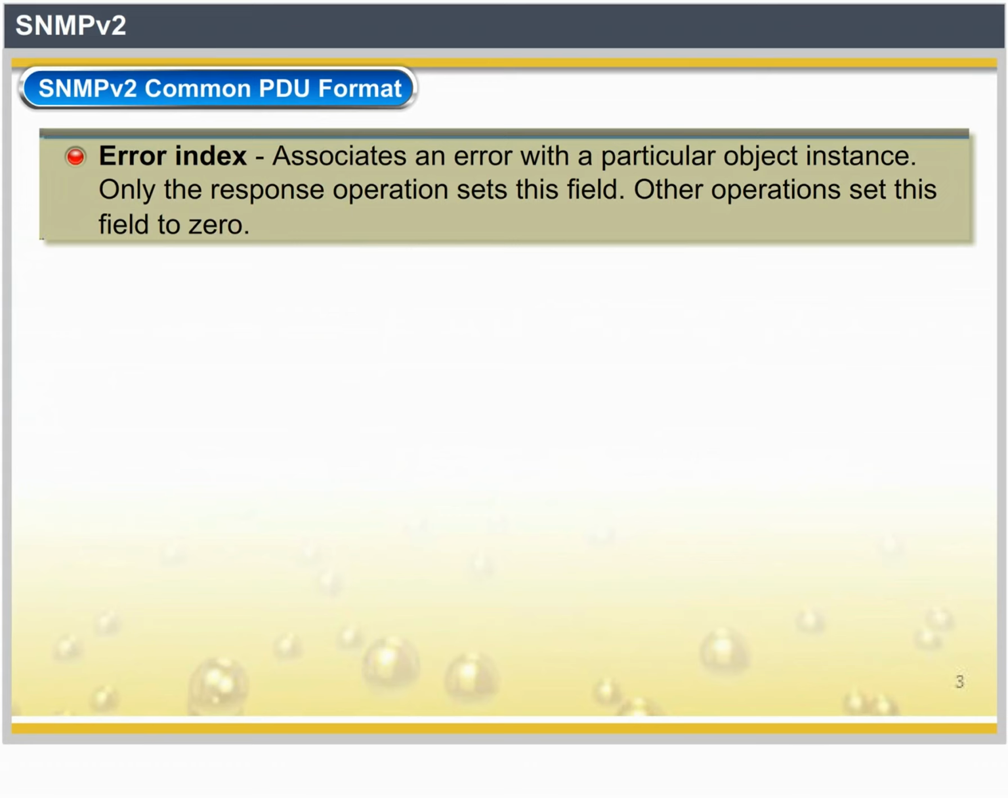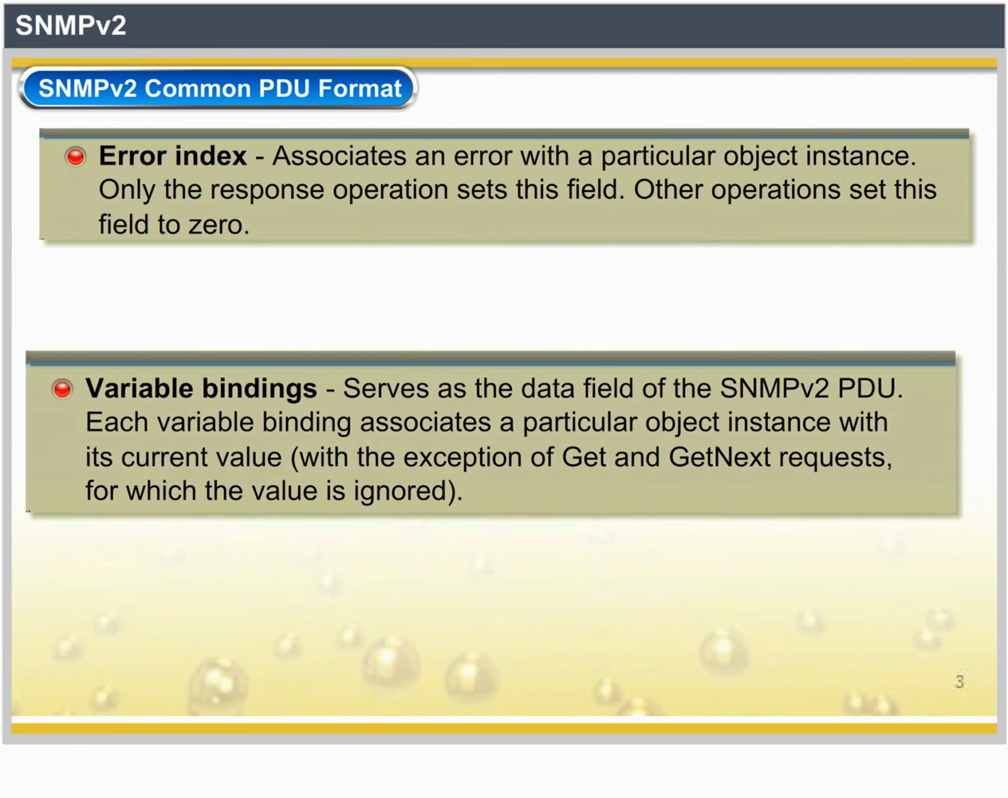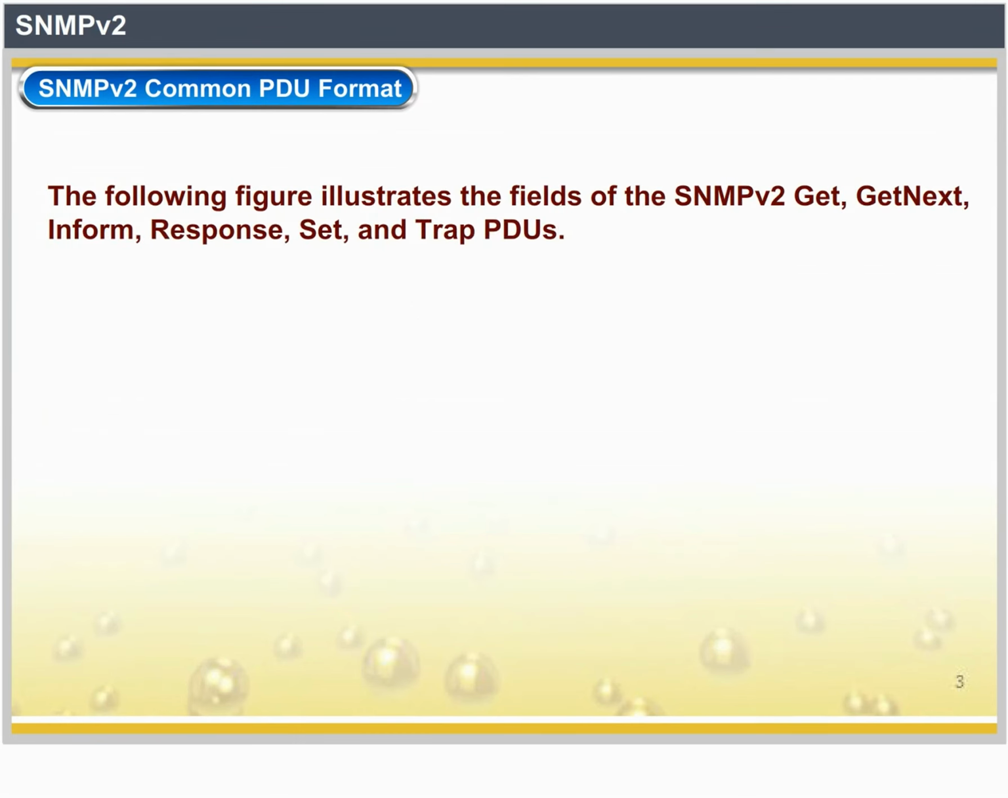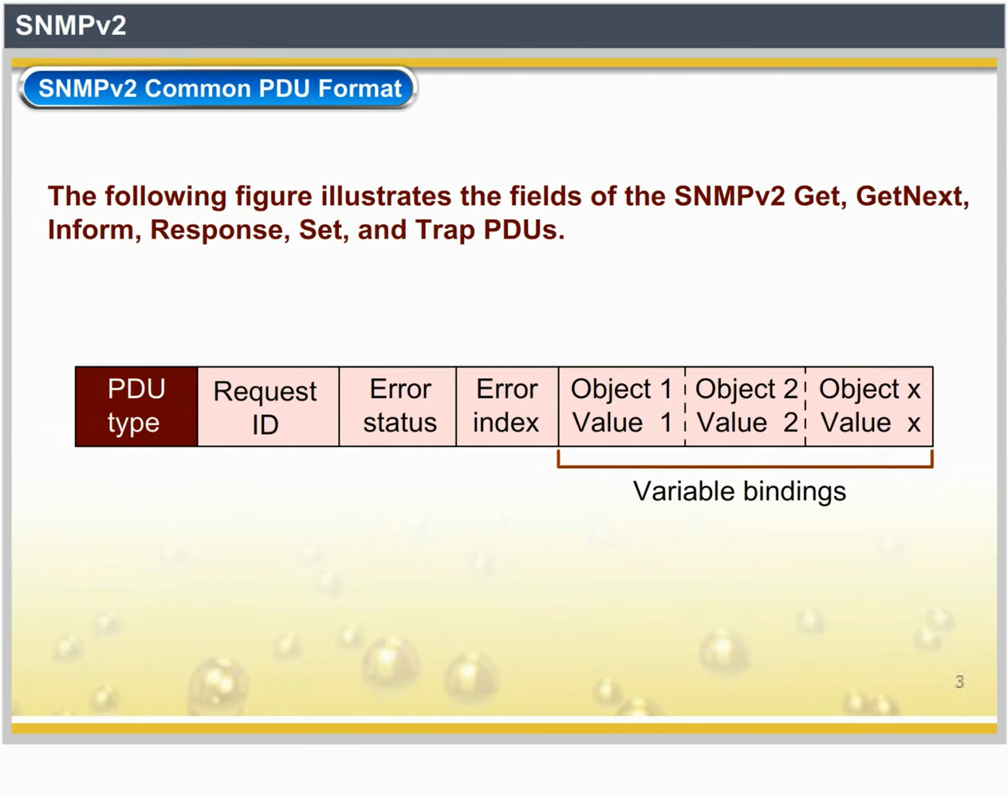Variable bindings serves as the data field of the SNMP v2 PDU. Each variable binding associates a particular object instance with its current value (with the exception of get and getNext requests for which the value is ignored). The following figure illustrates the fields of the SNMP v2 get, getNext, inform, response, set and trap PDUs. PDU type, request ID, error status, error index, object 1 value 1, object 2 value 2, object x value x, that is variable bindings.